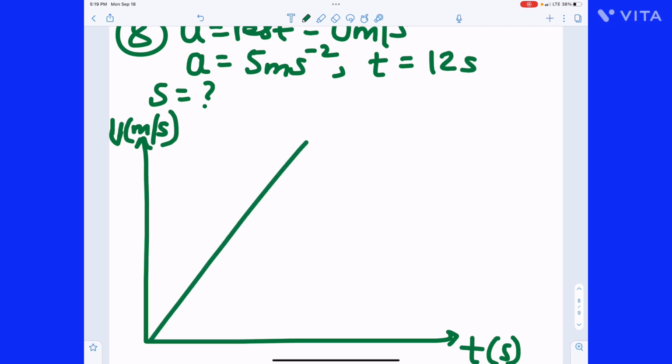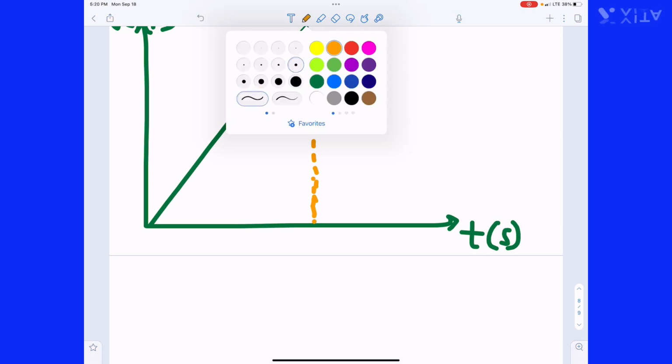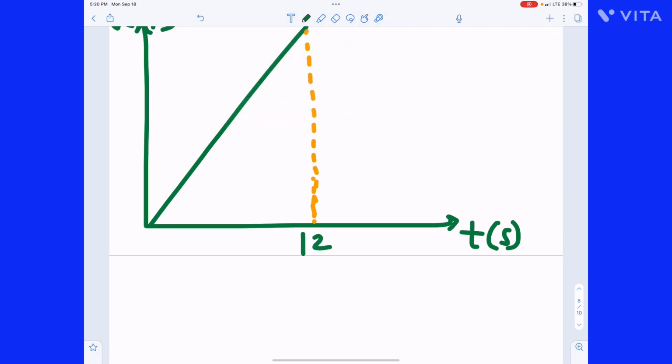From rest. For how many seconds? Let's put this down. Use your ruler for this so it can be straight. For how many seconds? For 12 seconds. The second is here already, so I don't need to put the second. Then the rate of acceleration is the gradient of this graph, 5 meters per second squared.